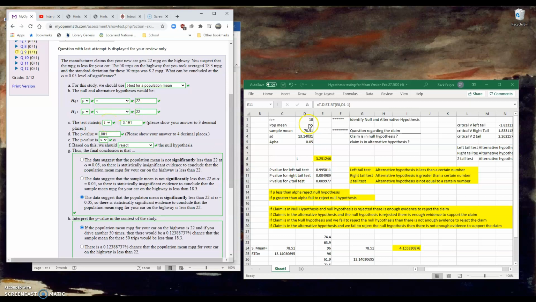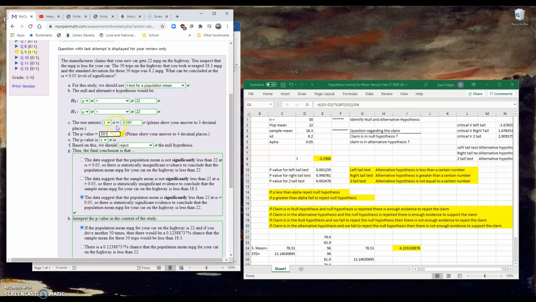Well, the test statistic, again, we got to calculate all this. So our sample is the 50 trips we took to determine this 18.3. So we have 50 trips. Our population mean was the 22 miles per gallon. Our sample mean, though, was the 18.3. And then we have a standard deviation of 8.2, and they want us to use a 0.05 significance level. So our test statistic is calculated right here, and again, that did come up correct.